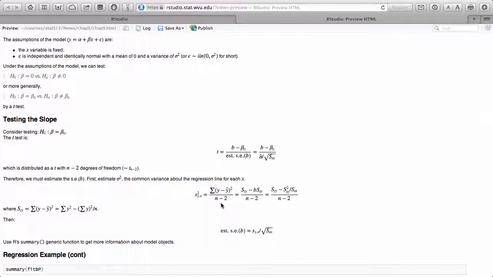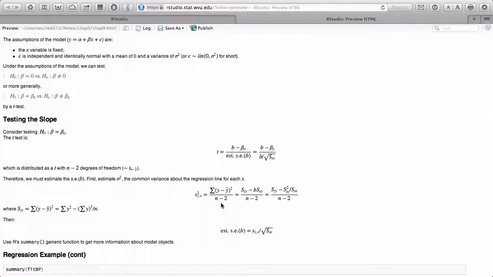Now, there are computing formulas for this. If you've already computed s sub yy, s sub xx, and s sub xy, you can actually get this in a couple of ways. You can get this as, and this is not so intuitive, the first way above the error intuitively makes sense.